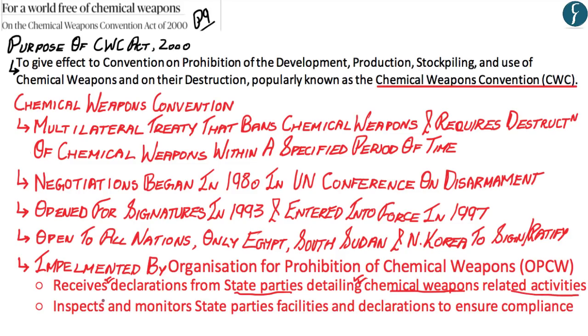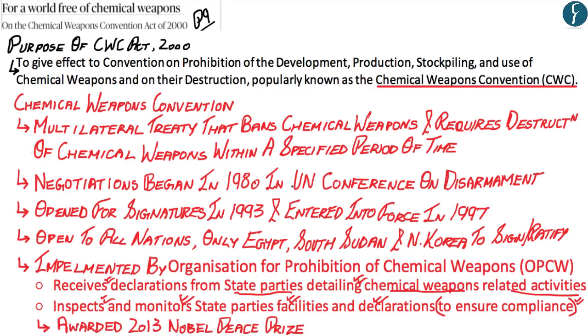And apart from this, the OPCW also inspects and monitors the facilities of state parties and the declarations that they have sent so as to ensure that every state party is complying with the Chemical Weapons Convention. Now, apart from this, the OPCW also won the 2013 Nobel Peace Prize.